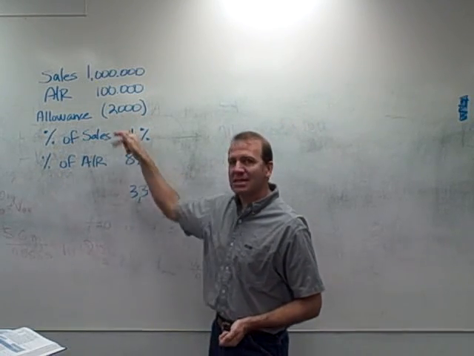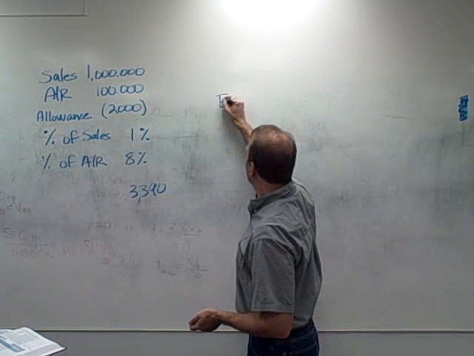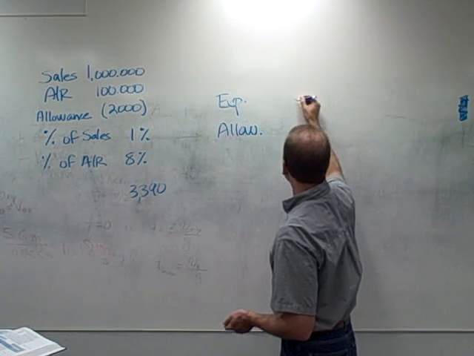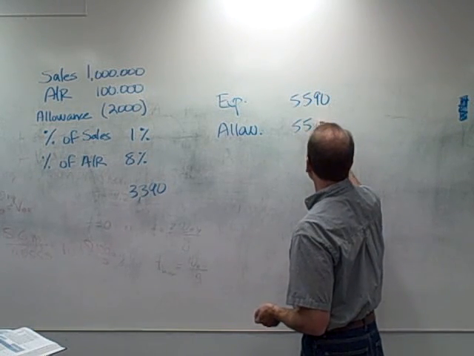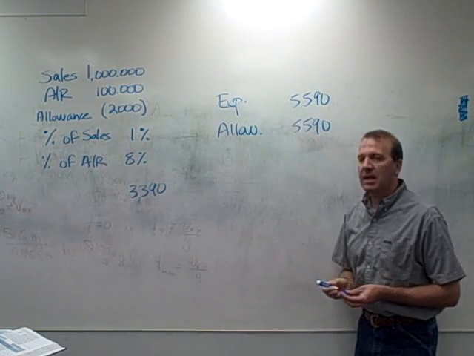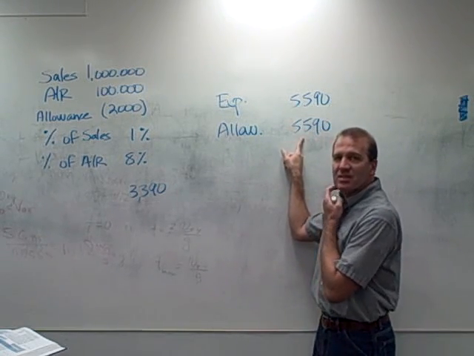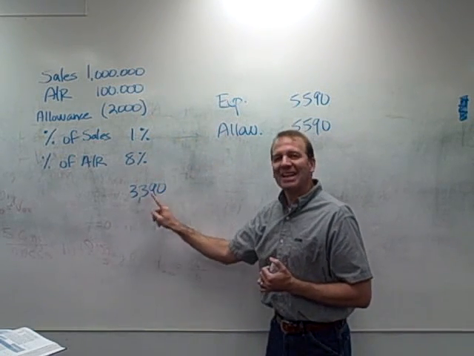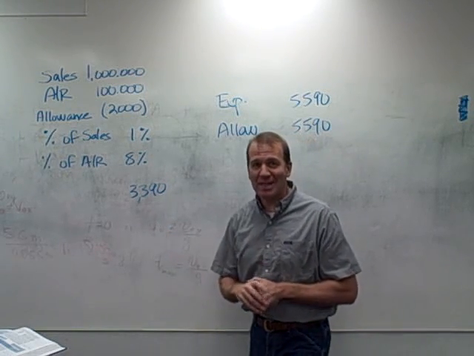Well, let's look at the allowance. It's got a negative 2,000 in there. So the adjustment then is, so we're gonna have our expense and our allowance. The adjustment would be 5,590. Okay, and then we would increase our allowance. So when we increase our allowance 5,590, and there's already negative 2,000 in there, it gets us to where we want to be.